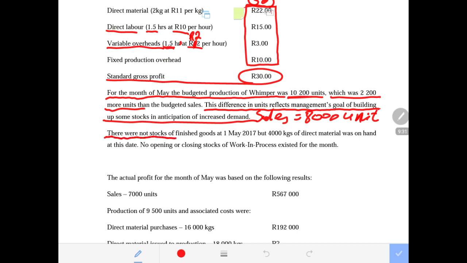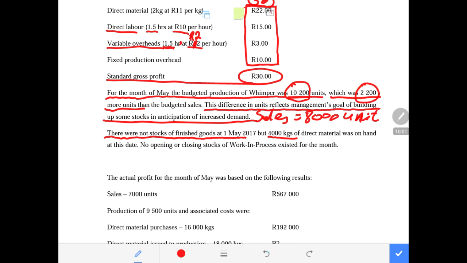There were no stocks of finished goods at 1st of May 2017, but 4,000 kgs of direct raw material was on hand at this date. So now there is no opening inventory of finished goods. We only have our production minus our sales. That will give us production minus 2,200. That will give us our sales, meaning there will be some sort of closing inventory.